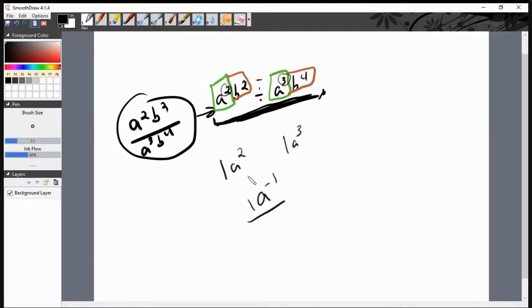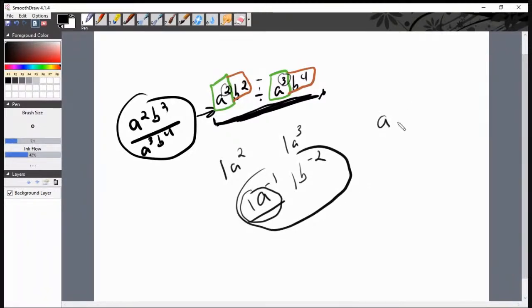1 divided by 1 is 1, so that gives you the 1a. You're dividing your coefficients, and then you're subtracting your exponents, right? Now b2 and b4. 1 divided by 1 is 1, right? Gives us 1b. And then what do we do with the exponents? 2 minus 4, which gives us negative 2. So that's our answer. If you were to rewrite this, it's a to the negative 1 power times b to the negative 2.